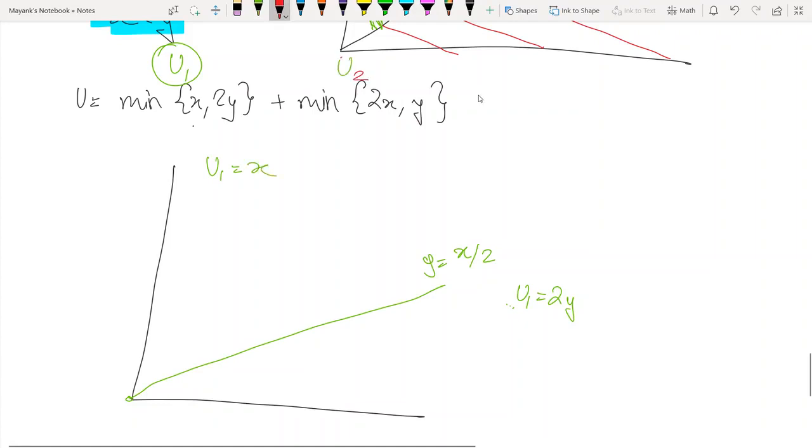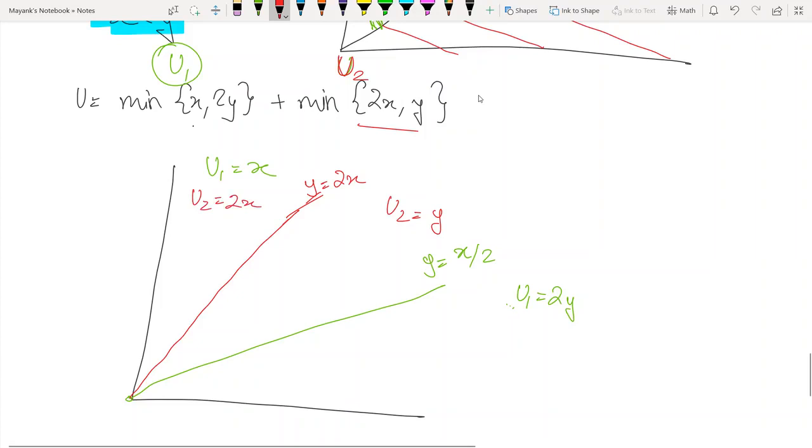Now let's call this thing u2. u2 is min of 2x comma y. What is the border line for this case? Y equals 2x. What's the story to the right of this line? u2 equals y. And what's the story to the left? u2 equals 2x. So I basically have three zones now.